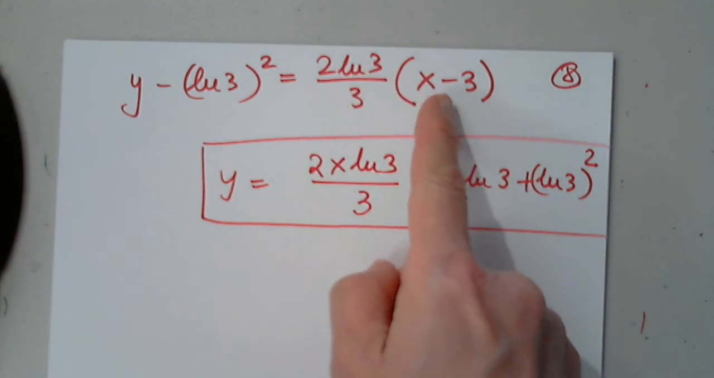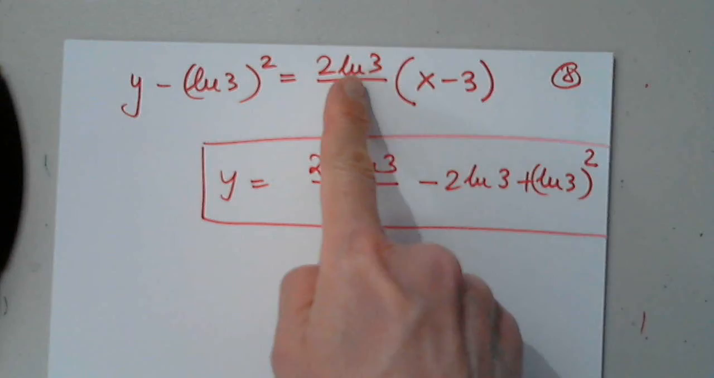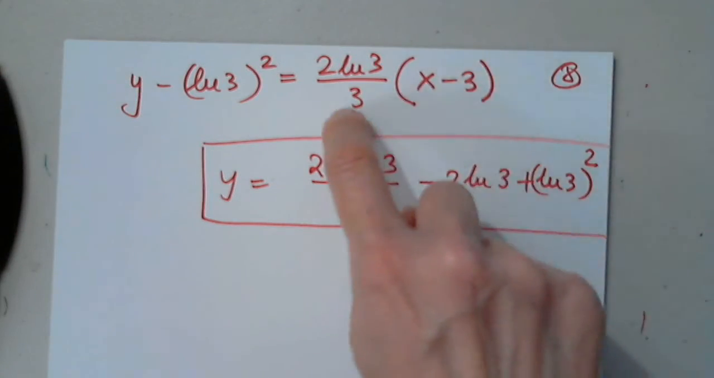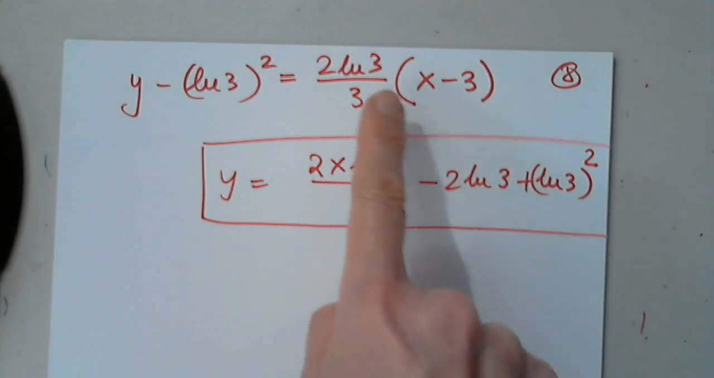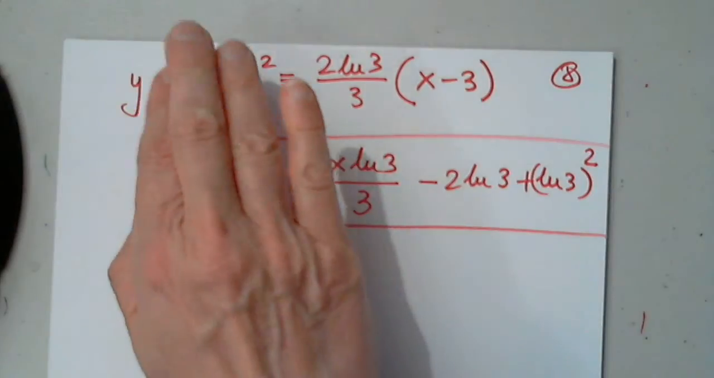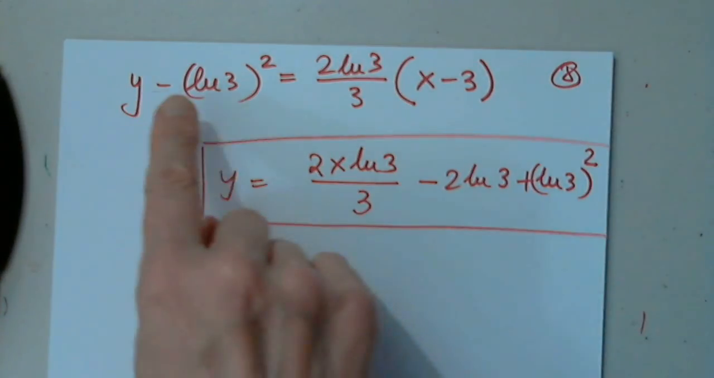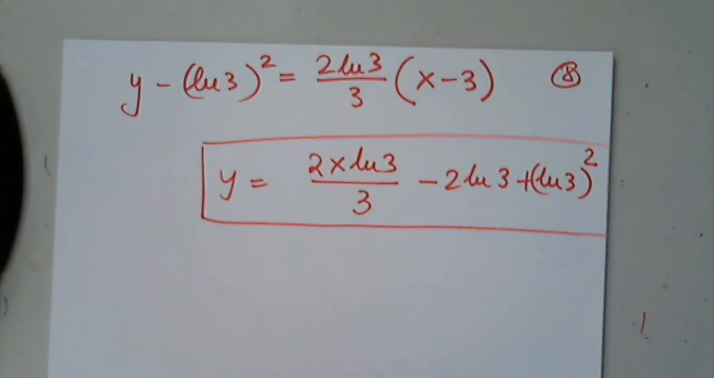So when I multiply these two, I got this. But when I multiply these two, the denominator disappears. I only get negative 2 natural log 3. I have to bring this quantity to the other side. It's negative here. It will become positive. And that's it.